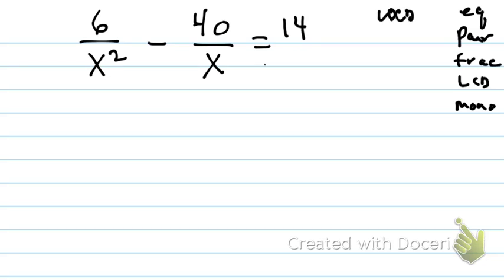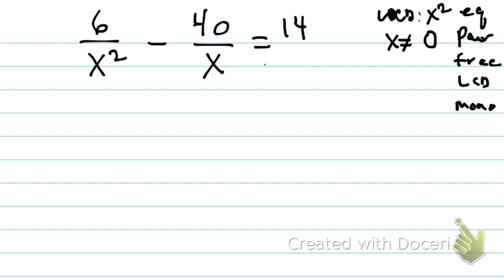If I could spell LCD. So the LCD is x squared. But notice it has a variable in it? So I have to find out what x can't be. And remember, even if it is a square, it doesn't matter. If it's a monomial, what is it x can't be?